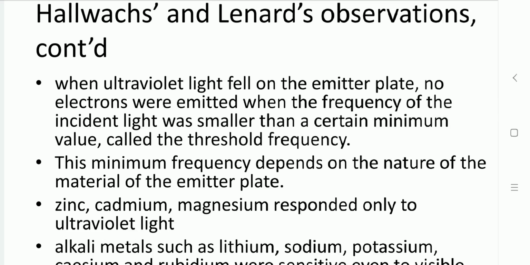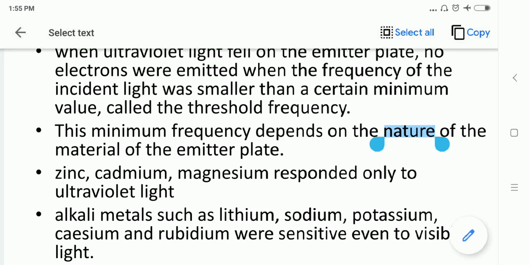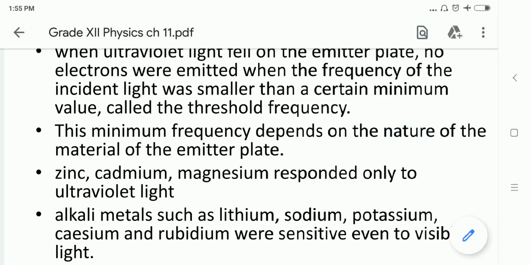within that given electric field. Here, when UV light falls on it, it requires a minimum frequency, which depends on the nature of the material. For example, zinc, cadmium and magnesium respond only to UV light, and alkali materials such as lithium, sodium and potassium are sensitive to visible light. So we can say that when a light signal falls on the emitter plate, electrons are generated. When no ultraviolet light is there, electrons are not emitted out.